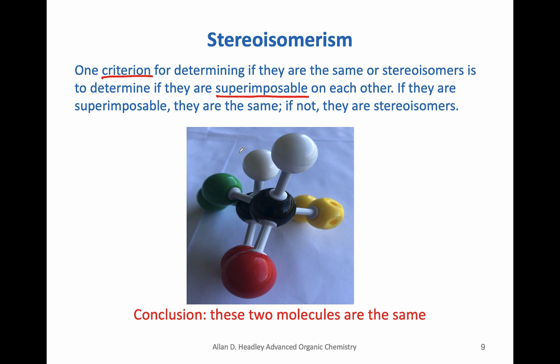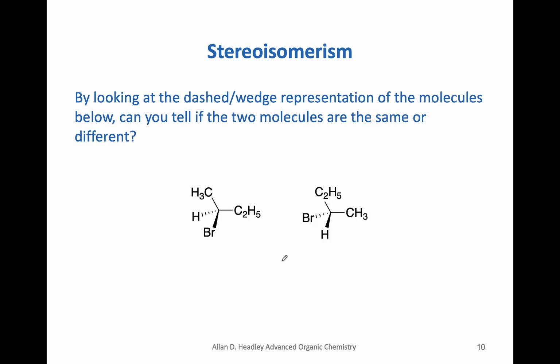So the two molecules that we had on the previous slide, you can see here that they're totally superimposable on each other, where the red overlaps, the green overlaps, the white overlaps, and the yellow overlaps. Therefore, the conclusion is that these two molecules are the same. Let's take it a step further.